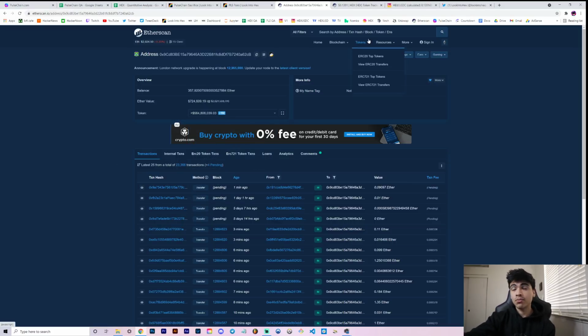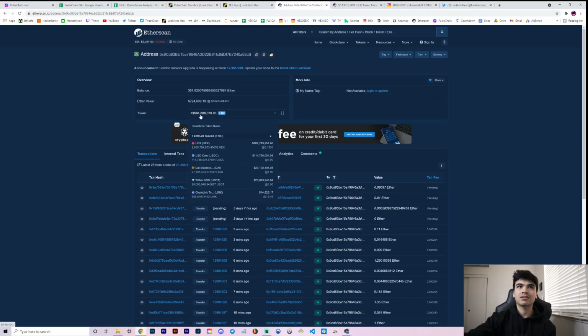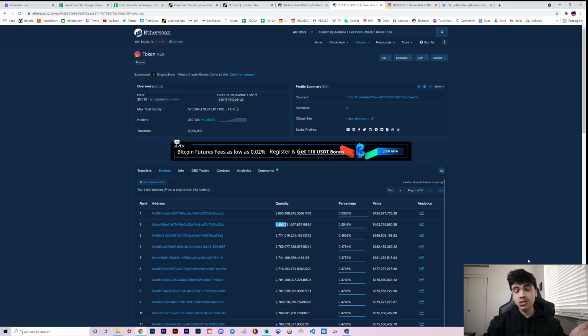Now, why is that important? Other than the fact that it's a supply sink, if you look at the top holders for HEX, look at number 2. Doesn't that address look familiar? Doesn't this 2.895 billion number look familiar? It's the sacrifice address, and it's currently sitting at the top 2 holder of HEX, hands down. The sacrifice address now holds more HEX than any other wallet except for this top wallet, which only holds 3.05 billion HEX, while the sacrifice address holds 2.9 billion. So the sacrifice address could be the top holder of HEX in all of the Ethereum ecosystem very, very soon.